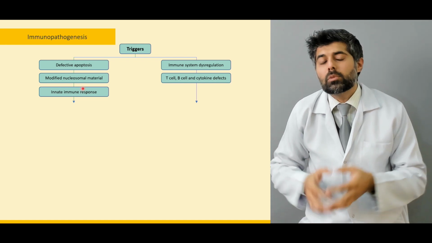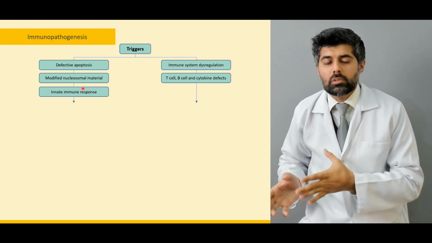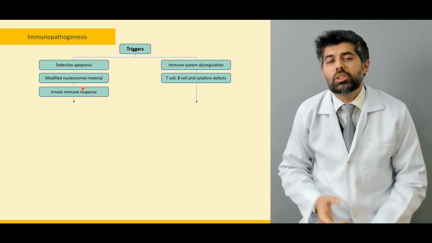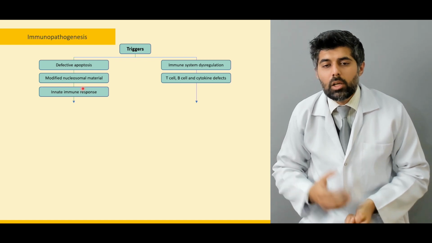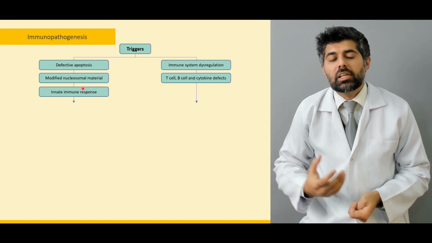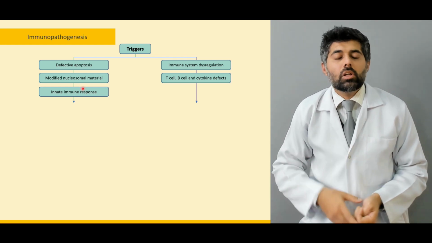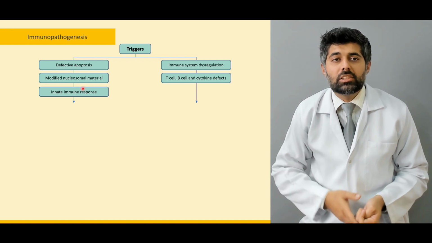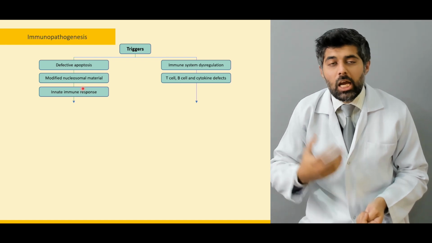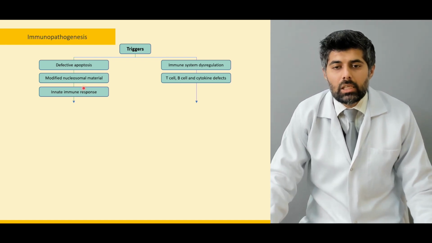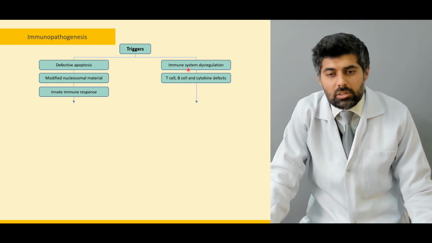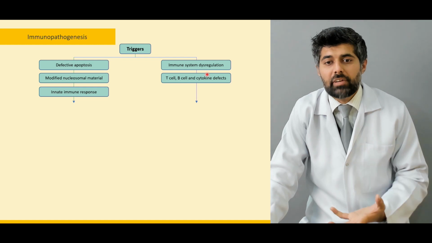The other trigger that becomes part of the immunopathogenesis is the immune system dysregulation. Now, in the immune system dysregulation, what happens is that there are abnormal immune pathways, there is a defective threshold for the immune response, and because of this, the T cells, B cells, and the cytokines start to show defects.